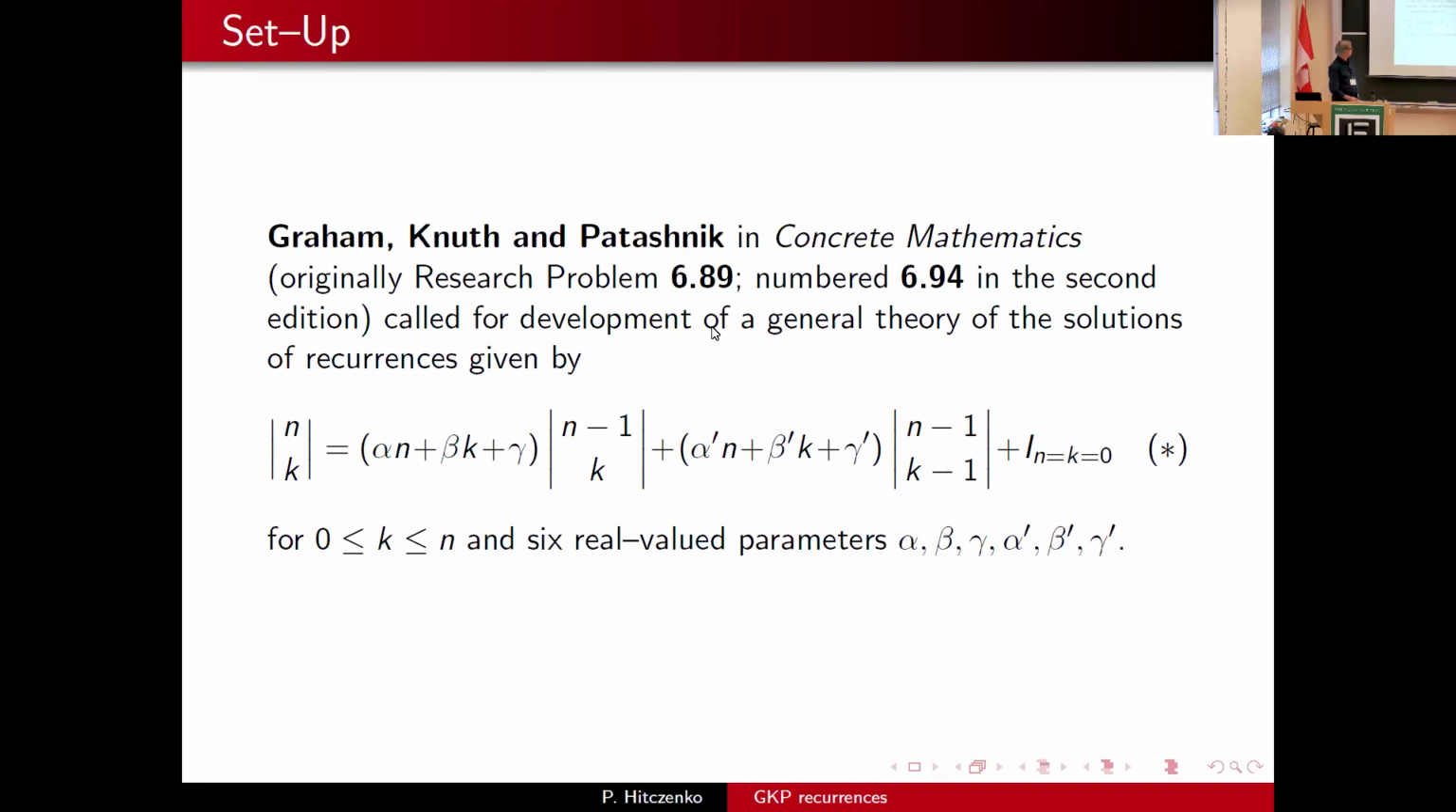What they called for is the development of a comprehensive general theory of linear recurrences like this. You have a triangle of numbers, indexed by n and then k, which runs from 0 to n, and they form this recurrence: n over k is n minus 1 over k times some linear function of n and k, plus n minus 1 over k minus 1 times another linear function of k and n, and the initial condition is you start at 1. So you have six real parameters: alpha, beta, gamma, alpha prime, beta prime, gamma prime, and they wanted you to develop a theory of how those recurrences behave depending on the parameters.